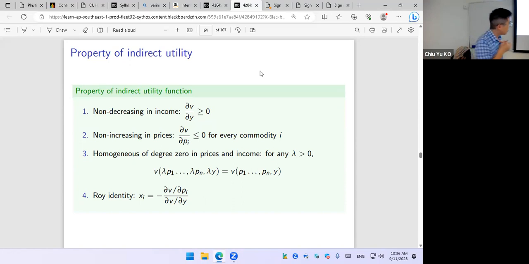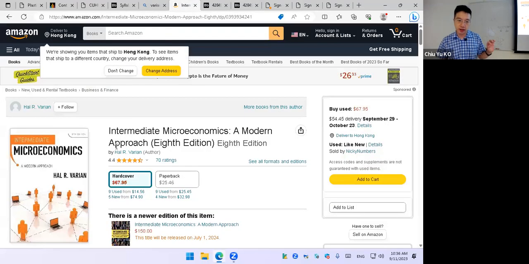Hi. So time 10:45. During the break, some of you asked me if you want to consult intermediate micro. If you want to take a look, one book that I recommend would be the intermediate one. This is very intermediate. So no calculus basically, but there's some calculus in the appendix.